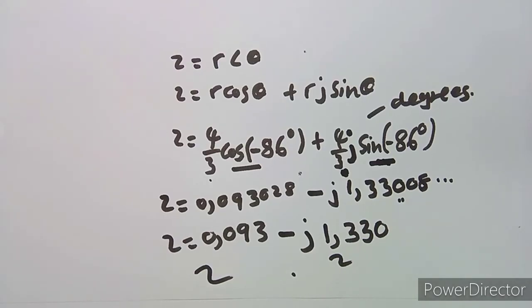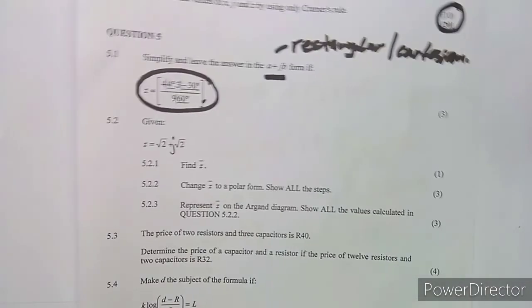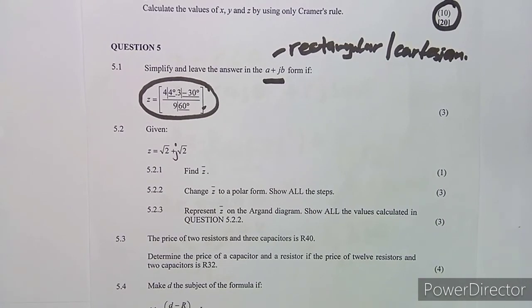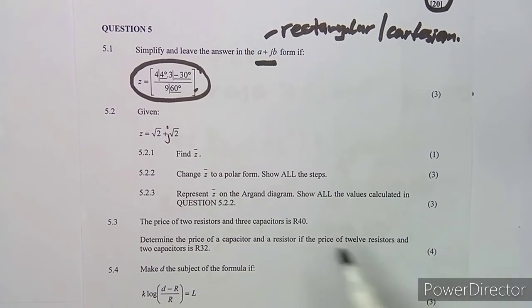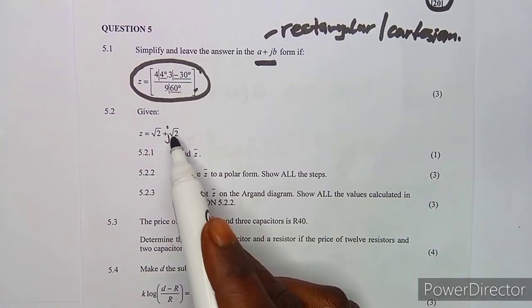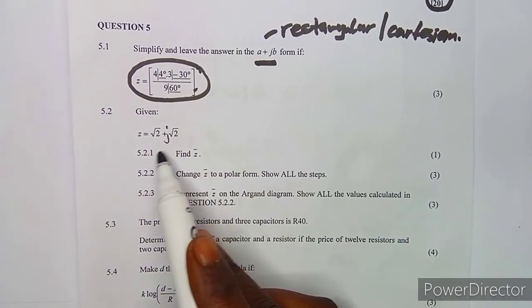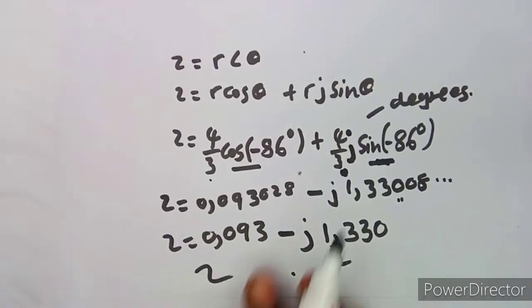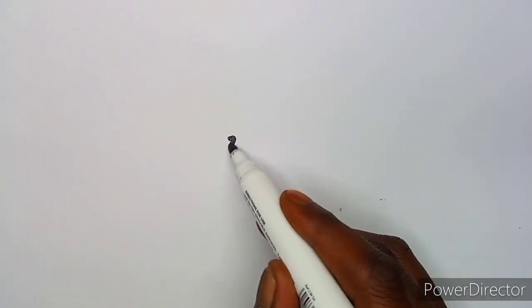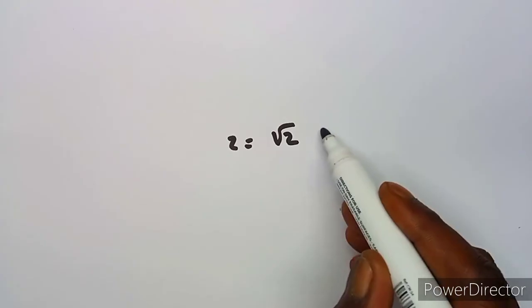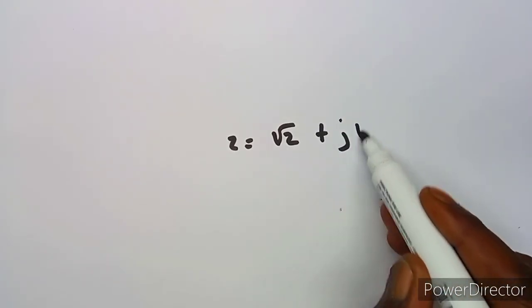So that is actually the rectangular form, which is the Cartesian form. If you are given something like this, express it in Cartesian form. All right, so that's what we had. In this case, let me just write it down here. Our z was equivalent to square root of 2 plus j square root of 2.